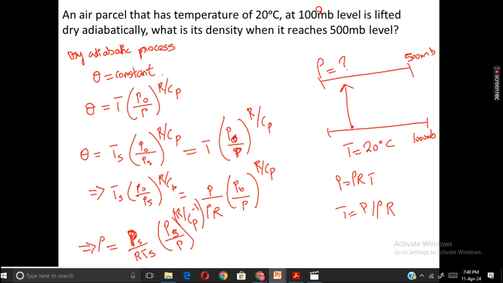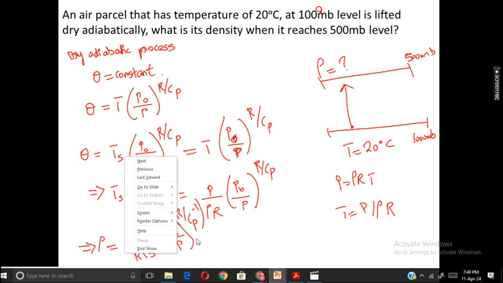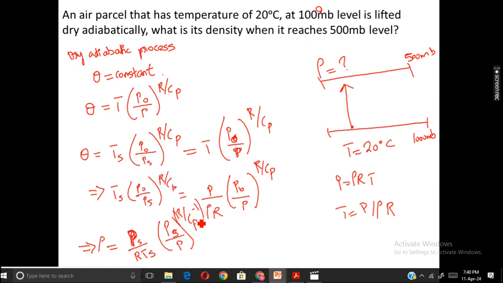Basically the potential temperature of the parcel will remain constant. Since the process is dry adiabatic, we write the equation for the potential temperature, which is T into P0 by P the whole raised to R by Cp. PS and P0 are the same thing; generally P0 is considered to be 1000 mb. So for the surface the potential temperature will be Ts into PS by PS the whole raised to R by Cp, and in case of the 500 mb surface, we can write T into P0 by P the whole raised to R by Cp.